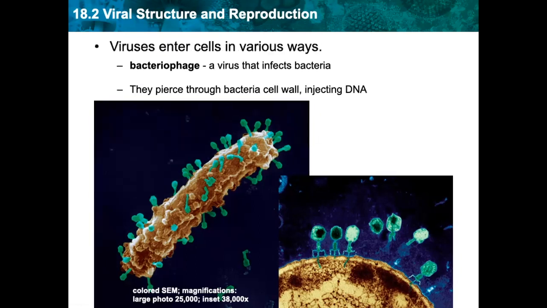See, we have that down. So we can see in here that they pierce through a bacterial cell wall and they inject DNA into the bacteria. So if you have like rashes or blisters in your mouth, how do you eat?